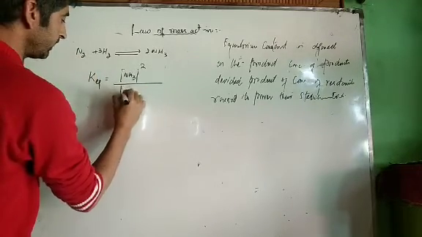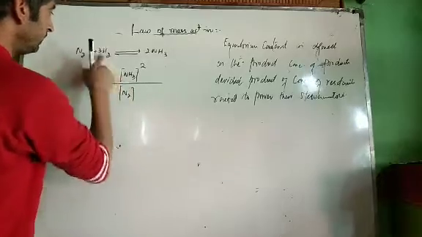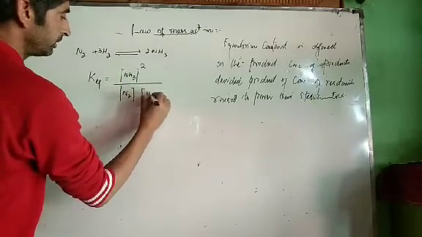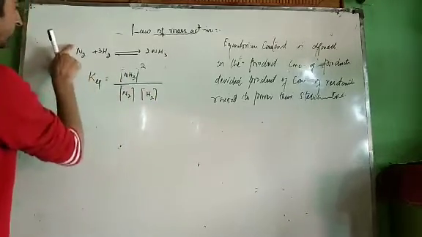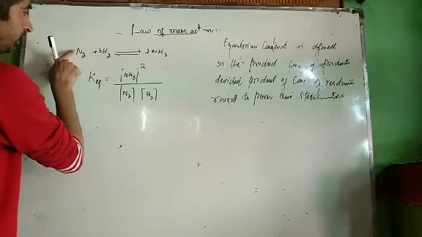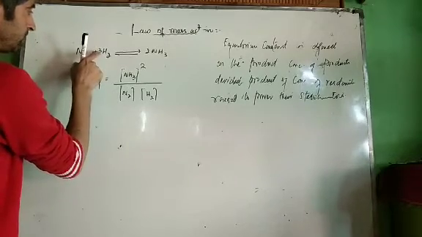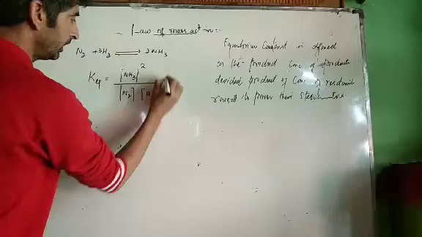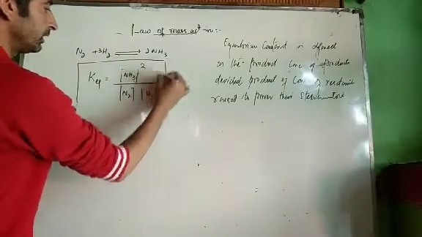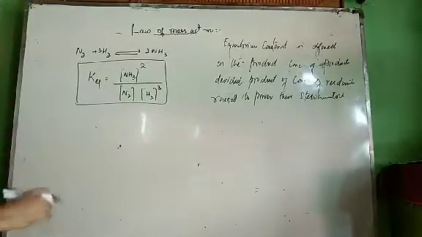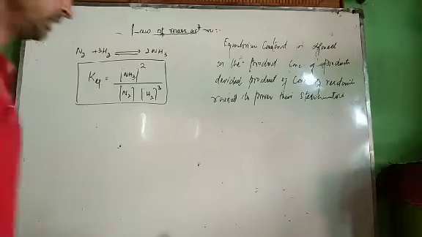What is the reactant? It's N2. And what is the other reactant? It is H2, raised to the power of their stoichiometry. What is the stoichiometry over here? It's 1, which need not be mentioned. And over here? It is 3. This will be the equilibrium constant for this reaction. Now you can write down the equilibrium constant for any reaction.